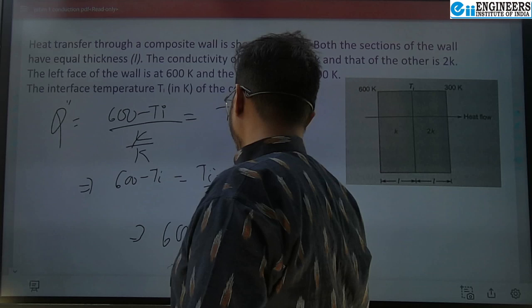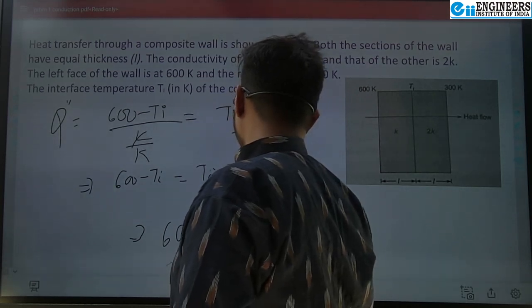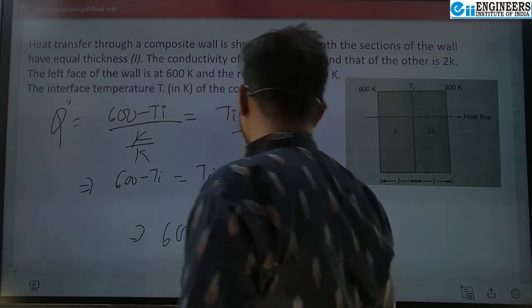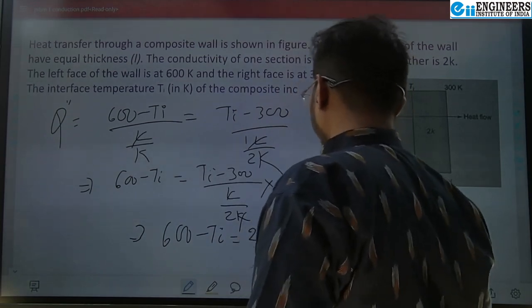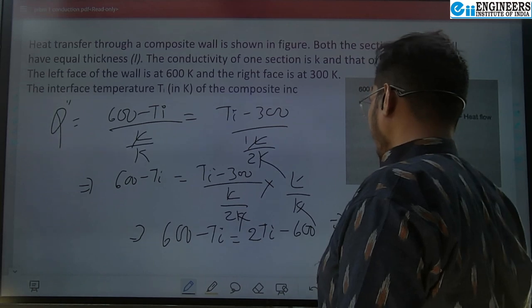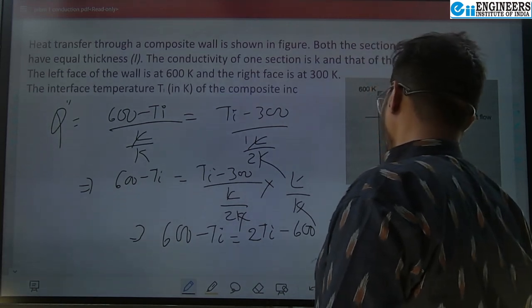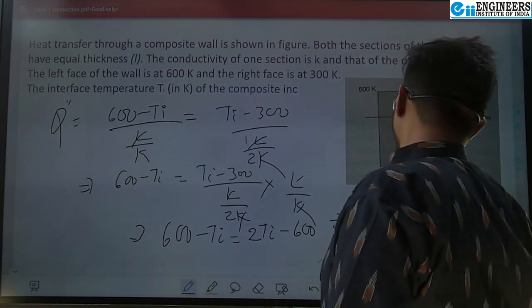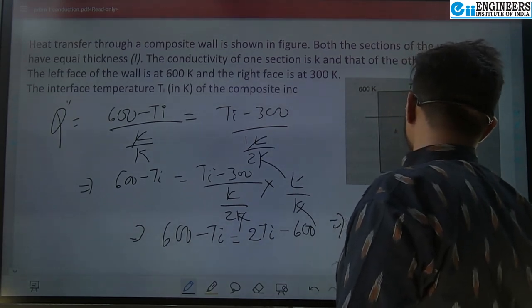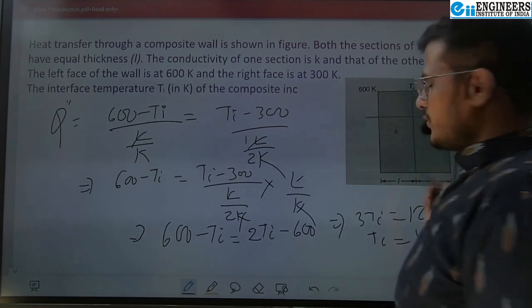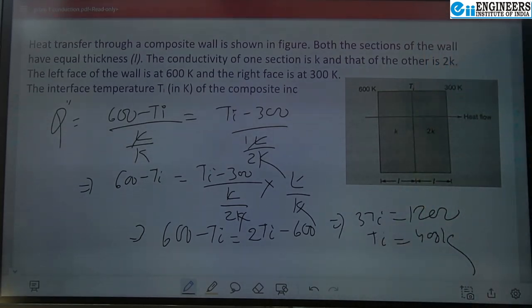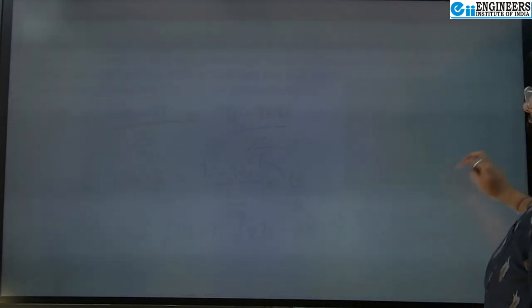600 minus Ti is equal to 2Ti minus 600. This implies 3Ti is equal to 1200, and Ti is equal to 400 Kelvin. So you get the value of Ti over here. Hope you are clear with that.